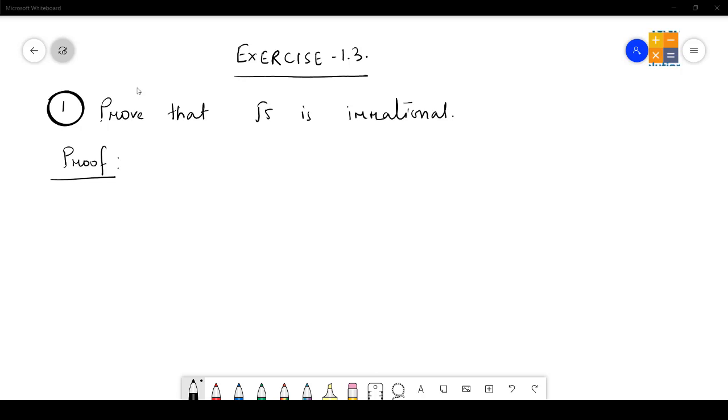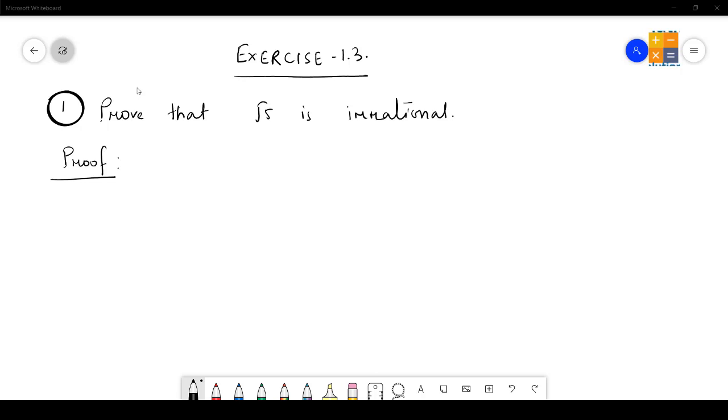So here in this case, to prove that root 5 is irrational, we are going to consider first that root 5 is a rational number, and later on, while proceeding with the steps, we shall show that this assumption will be wrong.